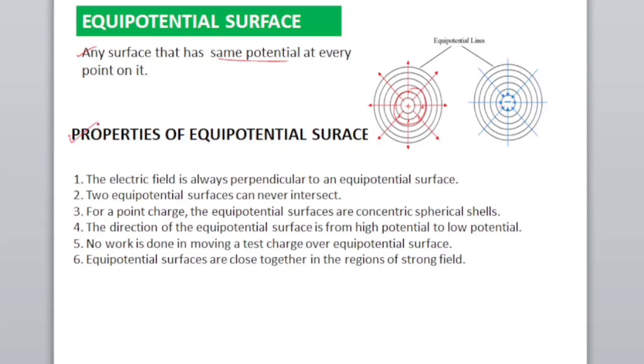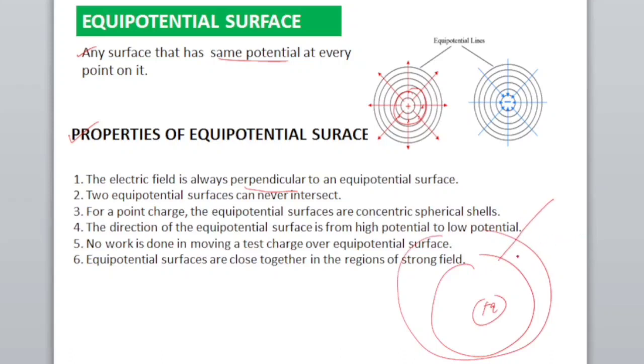Now, there are some properties of equipotential surfaces. The electric field is always perpendicular, normal, to an equipotential surface. Suppose this is a positive source charge Q, and due to this source charge, the equipotential surfaces are this one, right? So the electric field is always normal to these equipotential surfaces. Second, two equipotential surfaces can never intersect. Why? Because at the point of intersection, there would be two values of potential, which is not possible. Then the direction of the electric field is from higher potential to lower potential.